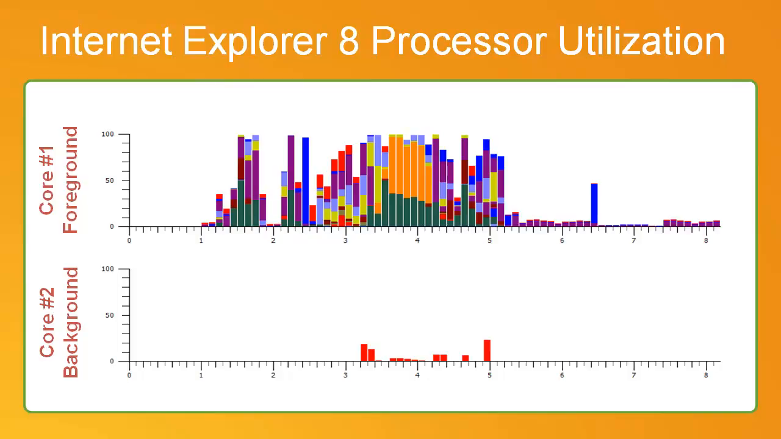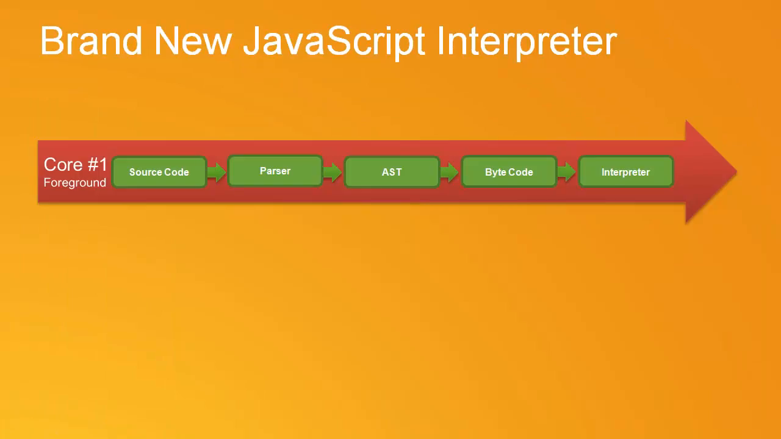With Internet Explorer 8, most of the work happened in the one core, and here we have most of the work happening there. And then after some time, there will be some task happening in here, some of the JavaScript execution. But with the new JavaScript interpreter in IE9, things change a little bit.